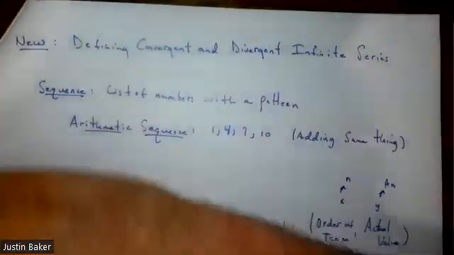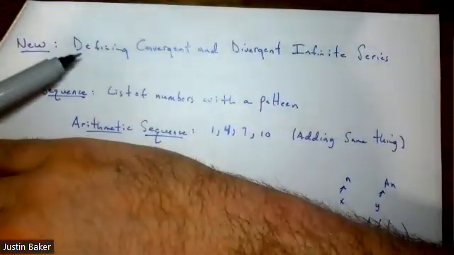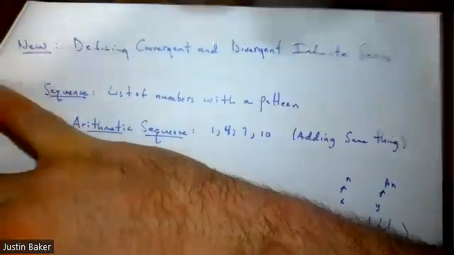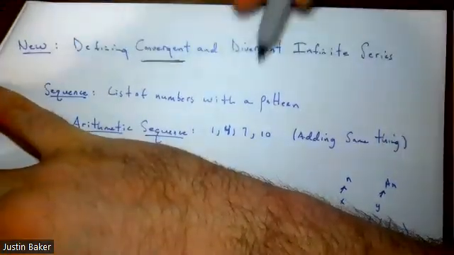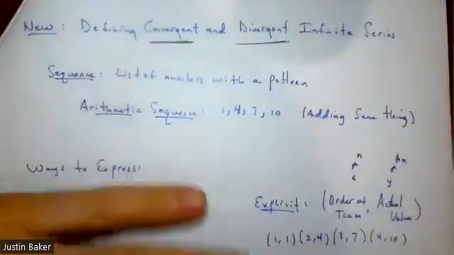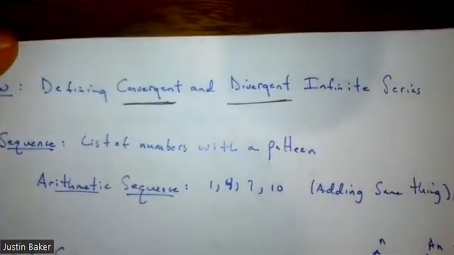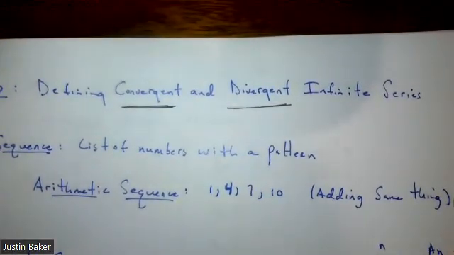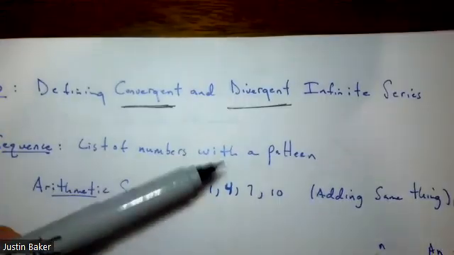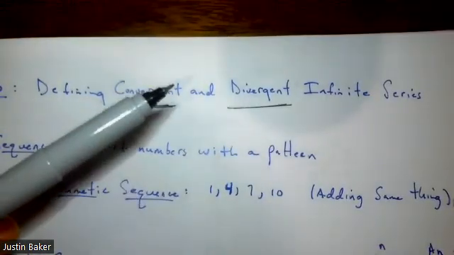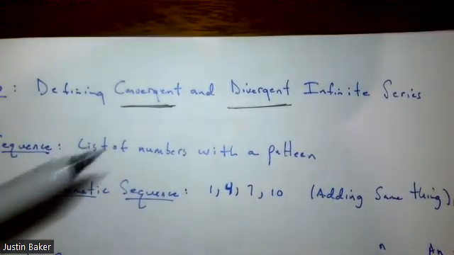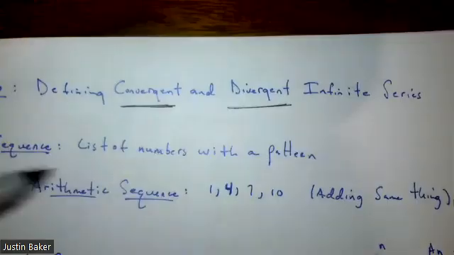So we are going to be defining convergent and divergent infinite series. And to get into that, the first thing we're going to look at is a sequence. A sequence is a list of numbers with a pattern. So we're going to start real basic, and then we build and get a little crazier as we go. A sequence is a list of numbers with a pattern.